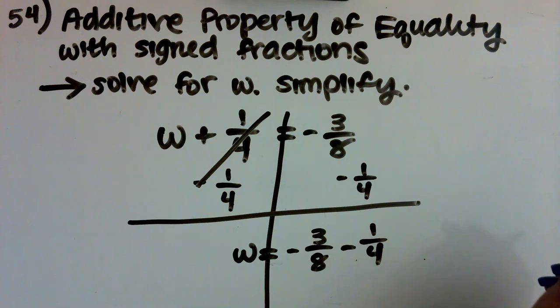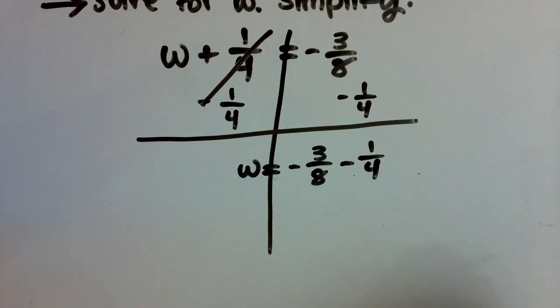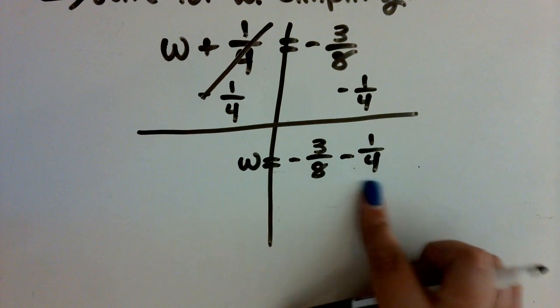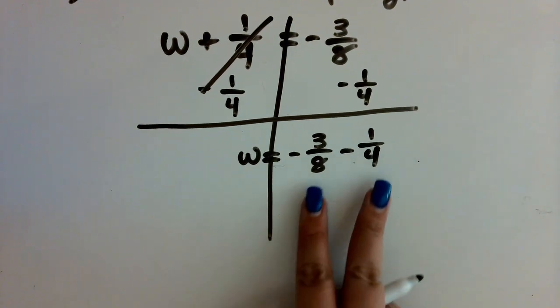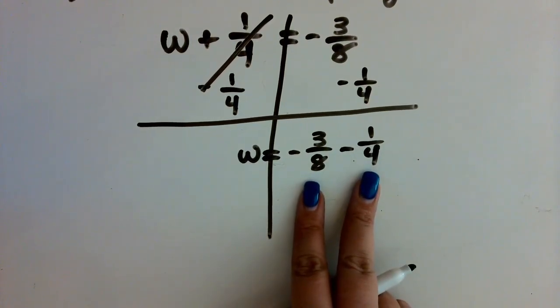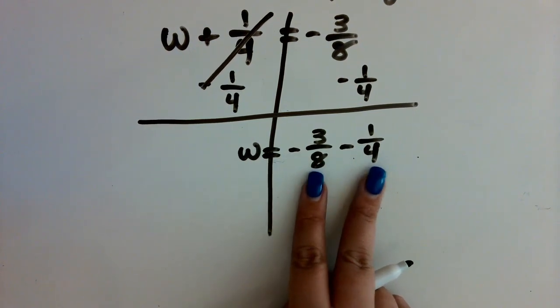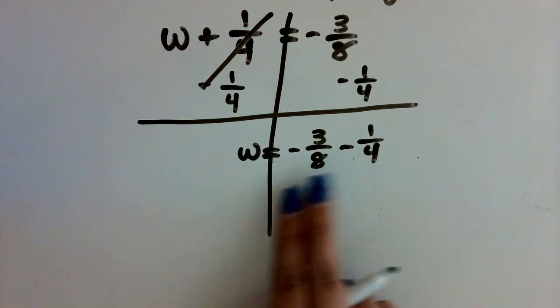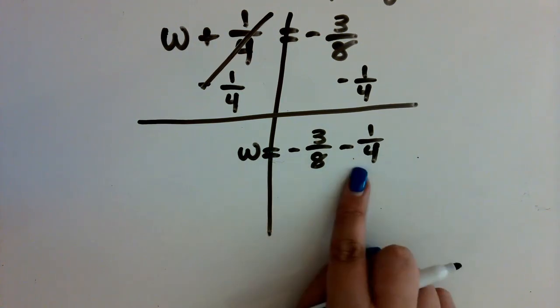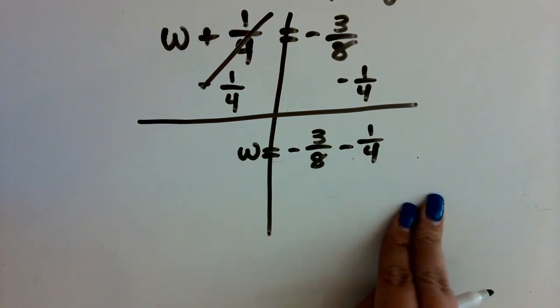Now, we do know that these two are like terms. They have no variables. They are both fractions with nothing else besides numbers, so we know that we can combine these like terms. However, thinking back to our first few videos when we were talking about fractions, we remember that anytime we are adding or subtracting fractions from one another, our denominators need to be the same. We need to have common denominators. We cannot just take -3/8 minus 1/4. Can't just do that right off the bat.